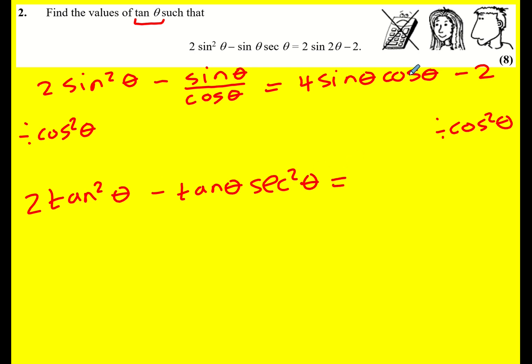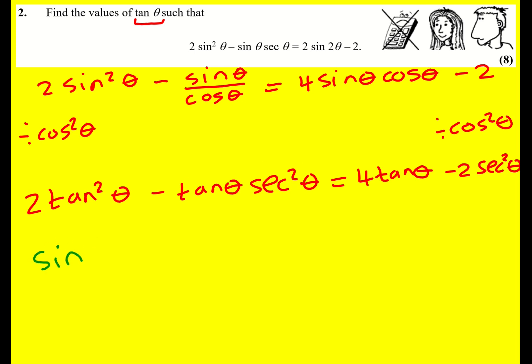Over here, I'm going to divide by cos theta. One of them is going to cancel with that one, but I'm actually dividing by cos squared. So I'm going to get 4 tan theta. And then it's going to be minus 2 sec squared theta. All right, well, we're on the right track. Now, we've got to just recall, is there a relationship between sec squared and tan?